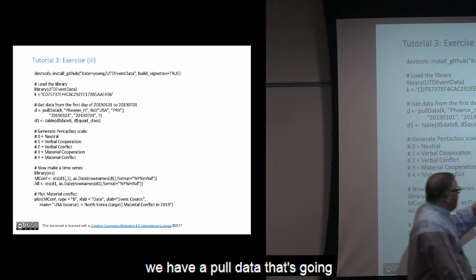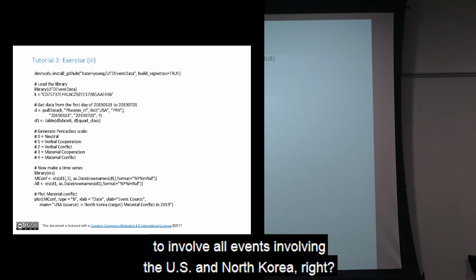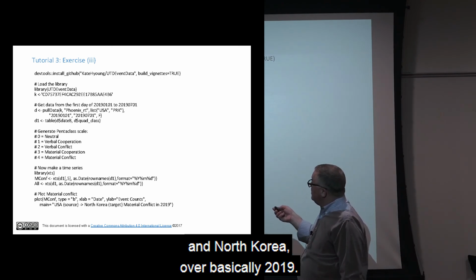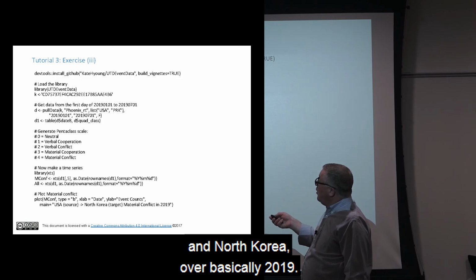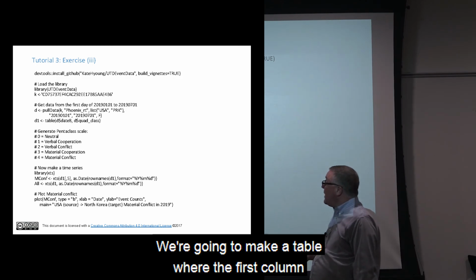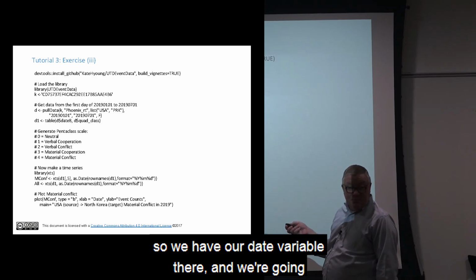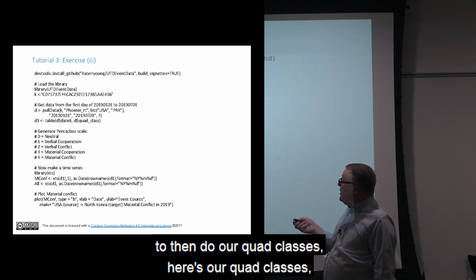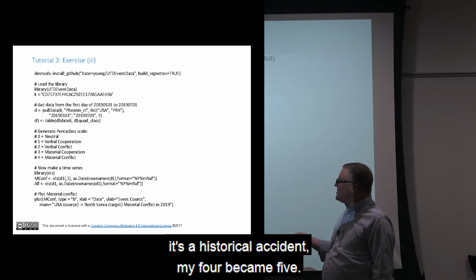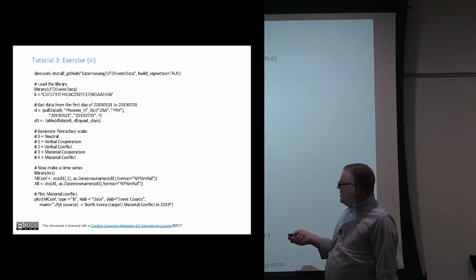So we have the event data package. We have the key. We have a pool of data that's going to involve all events involving the US and North Korea, right? So here's our list of countries. It involves US and North Korea over basically 2019, so we're looking at the last 7 months worth of data. We're going to make a table where the first column is going to be the dates. So we have our date variable there. And we're going to then do our quad classes. Here's our quad classes. It's actually 5. Don't ask, it's a historical accident why 4 became 5. But they're in those categories.